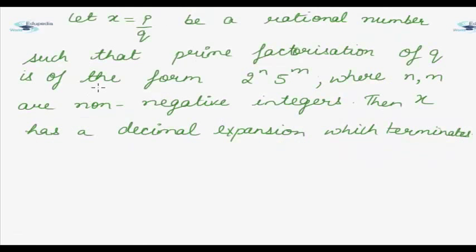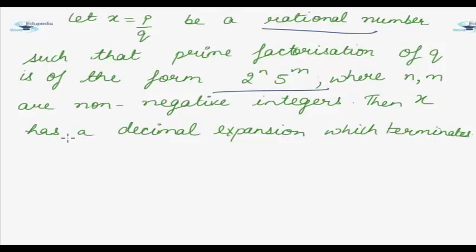Friends, the second theorem says, let x equal to p by q be a rational number such that prime factorization of q is of the form 2 raised to power n into 5 raised to power m, where n and m are non-negative integers. Then x has a decimal expansion which terminates. So it is a theorem which implies the same significance as the first theorem. So let us understand this theorem.